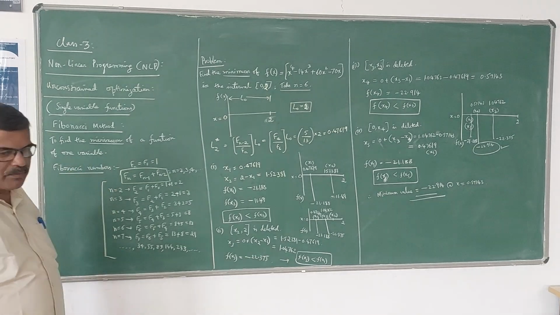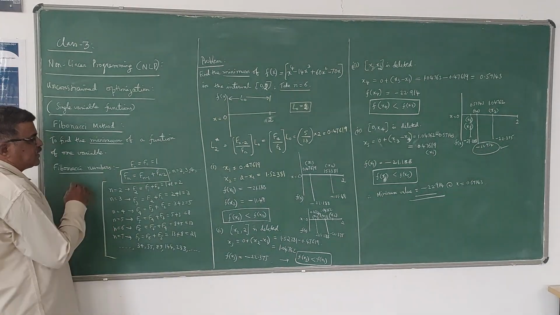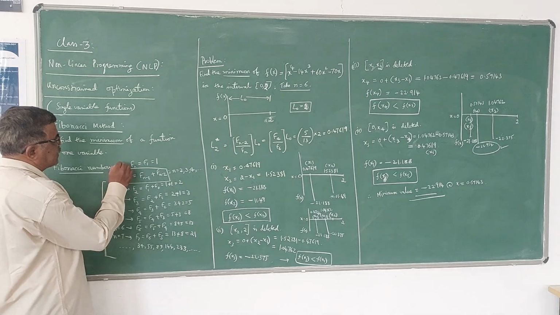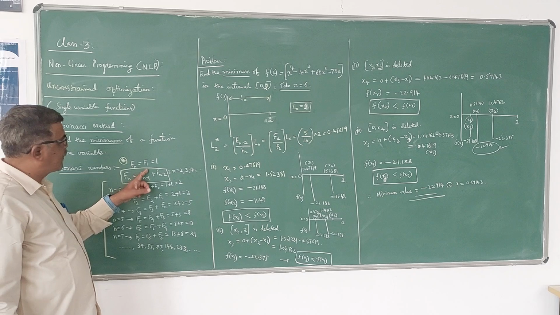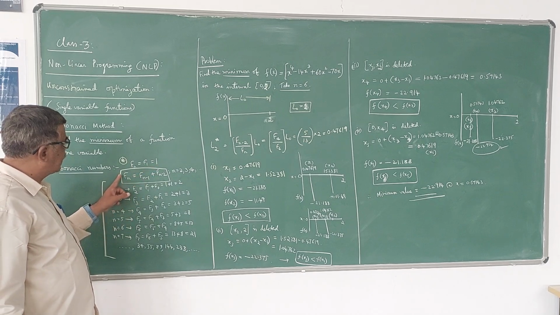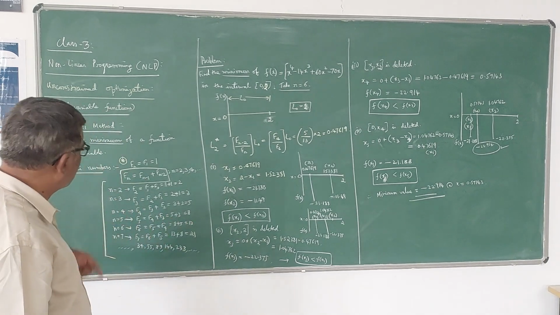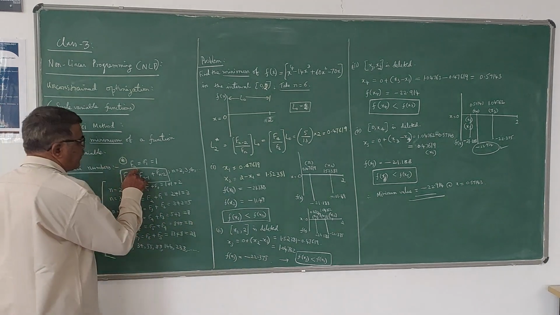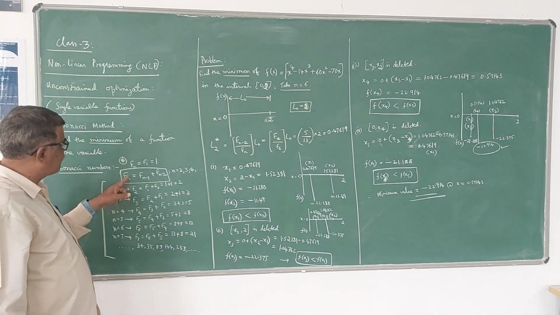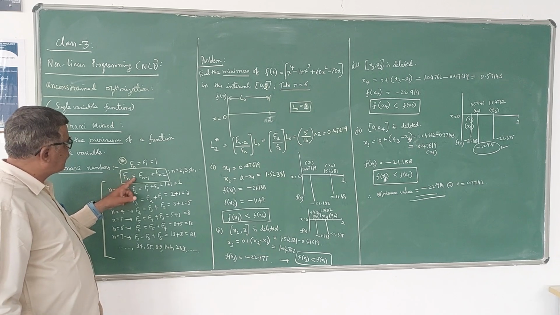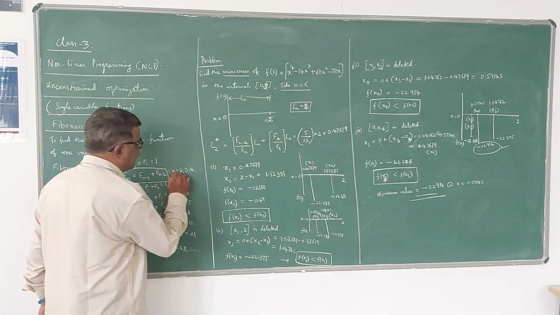Before going to the method, let us understand what we mean by Fibonacci numbers. That is the name of a person. Fibonacci numbers are given like this. The initial numbers f0 and f1 are equal, each equal to 1. And he has given an equation to find the other numbers. By knowing f0 and f1, we can find the other numbers using this relation: fn is equal to fn minus 1 plus fn minus 2, where n is equal to 2, 3, 4, etc.